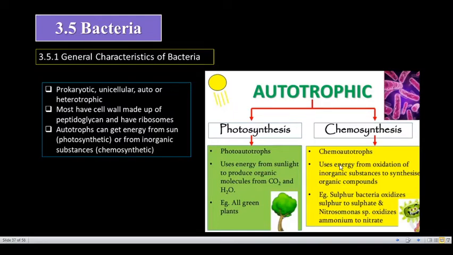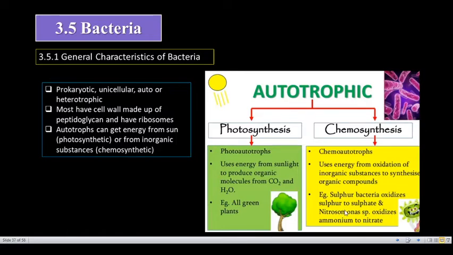And that is what you call oxidation. Do you remember the process of oxidation? I know nakuha niyo ito sa biochemistry. Now, when you say oxidation, you are adding oxygen. When you say oxidize, merong nadagdag na oxygen. Now, chemosynthesis, your chemoautotrophs, they use energy from oxidation of inorganic substances to synthesize organic compounds.